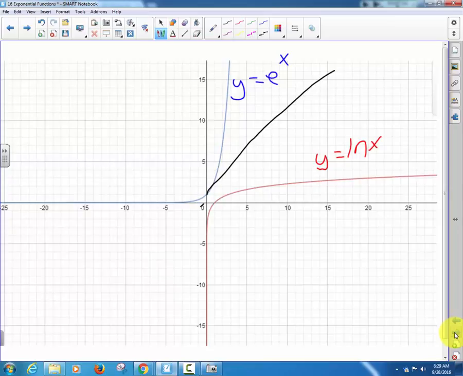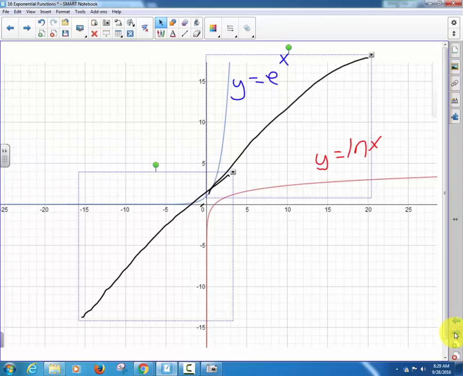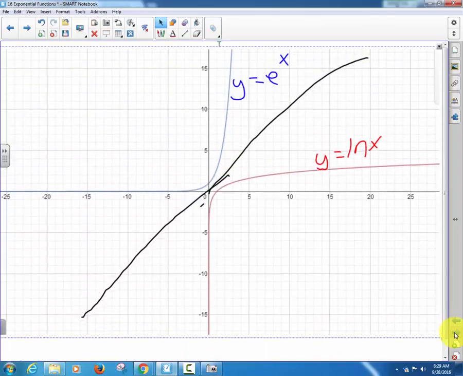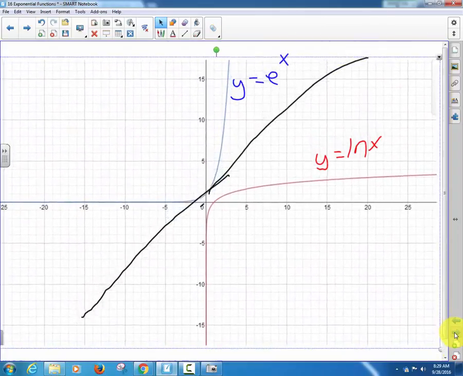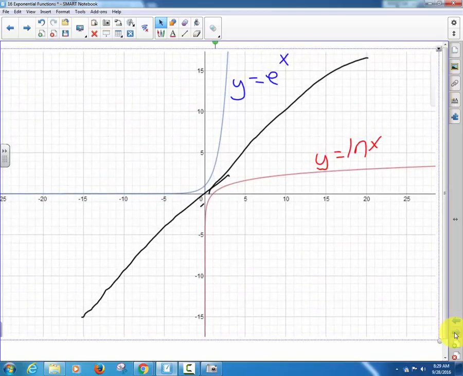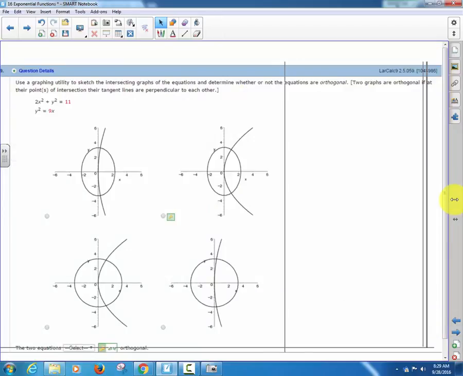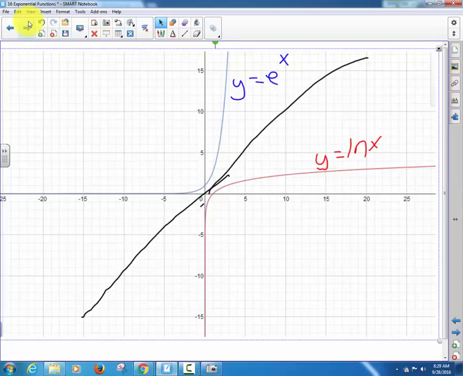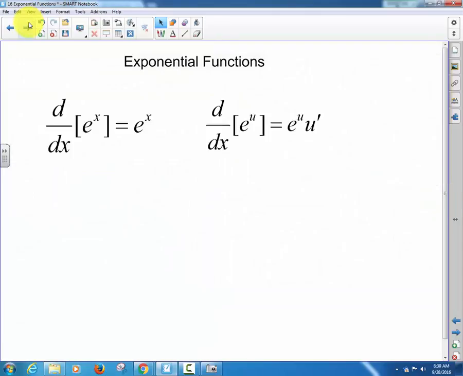If I take a line here at y equals x, if I were to fold my paper along that line, those graphs would line up. That means that they are inverses of one another. It's important to know as you work through problems later on, because sometimes it's going to be easier to work with one or the other, and we'll need to be able to convert back and forth between them. But the derivative of e to the x is what you need to learn today.